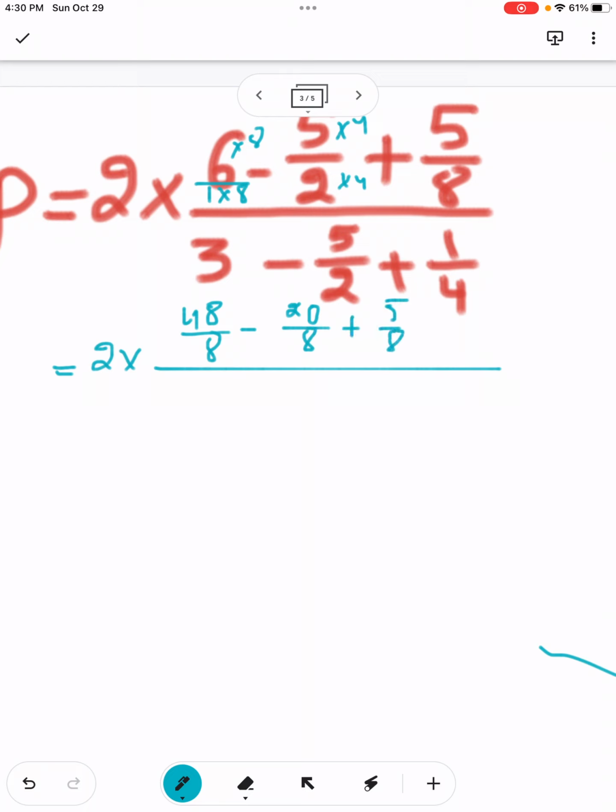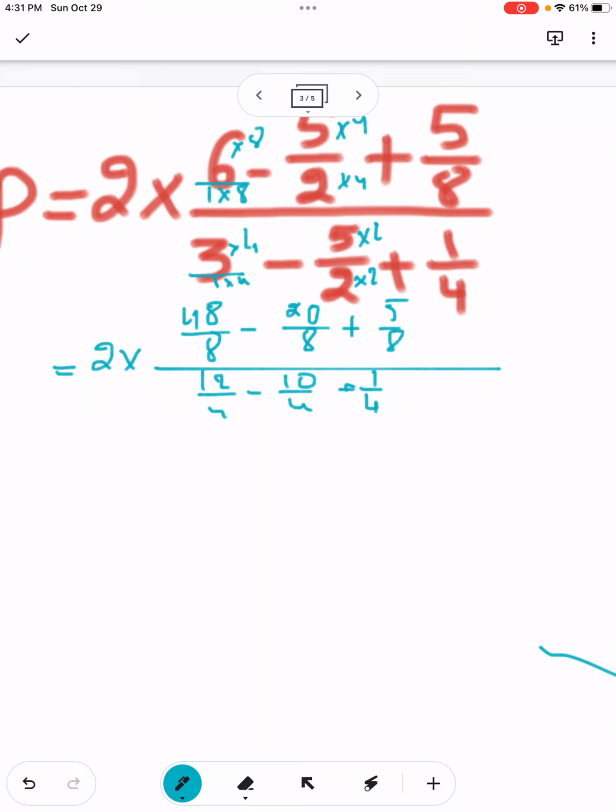Here we have the same idea: 3 over 1 2 can become 4 if I multiply it by 2. To get an equivalent fraction I have to multiply both the numerator and denominator by the same number. Well, 1 I can multiply by 4. So it's 12 over 4 minus 10 over 4 plus 1 over 4.